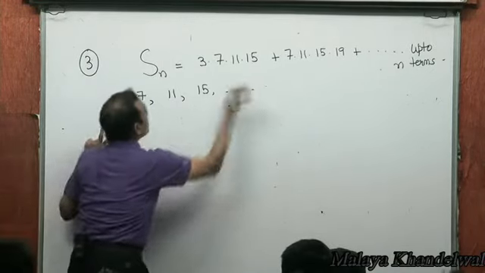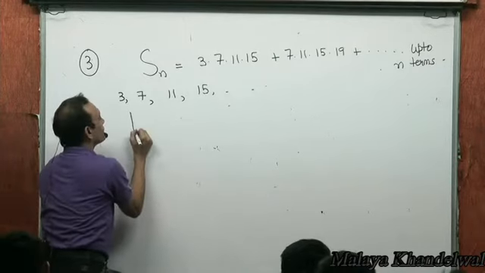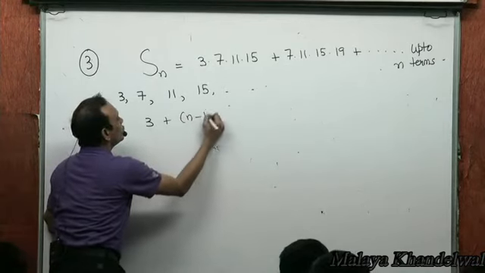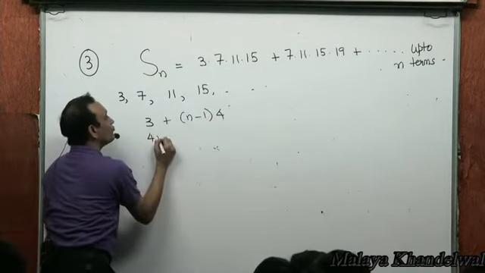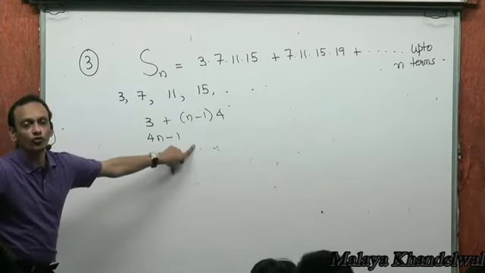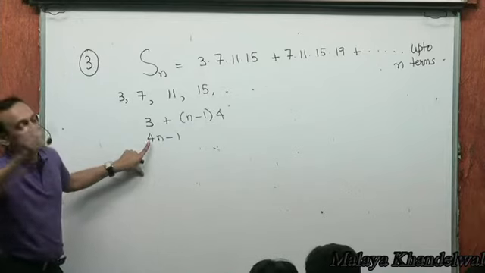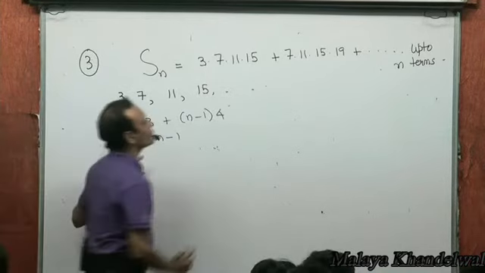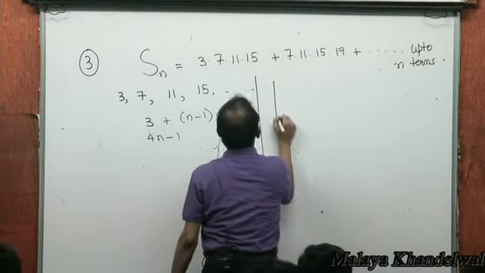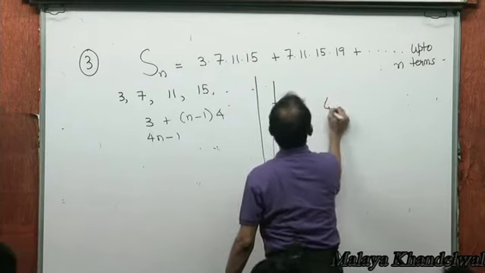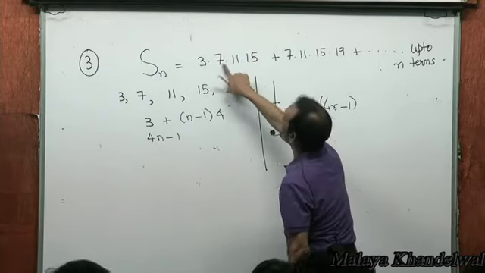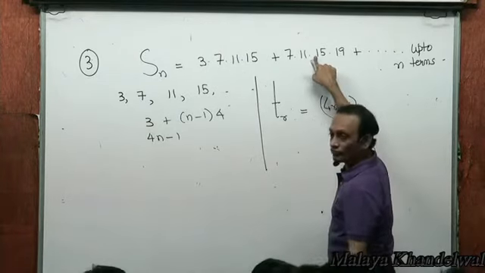So the nth member of the sequence is going to be what? 3 plus n minus 1 into 4, which makes it 4n minus 1. So the nth term will start with 4n minus 1. The rth term will start with 4r minus 1. Yes or no? Do you all understand this? The rth term will start with 4r minus 1, and then keep increasing by 4 from one to another.